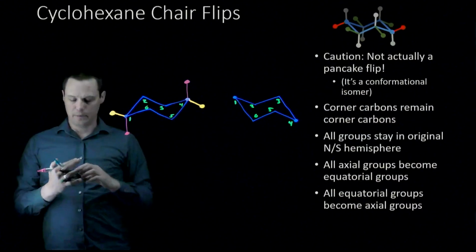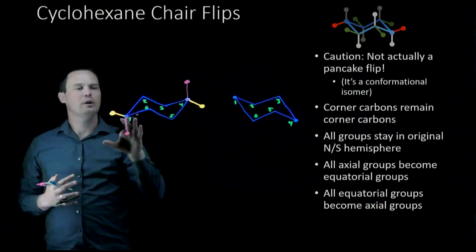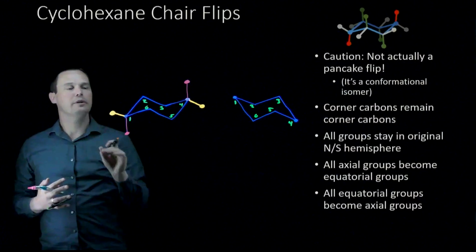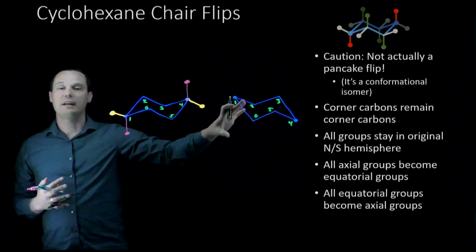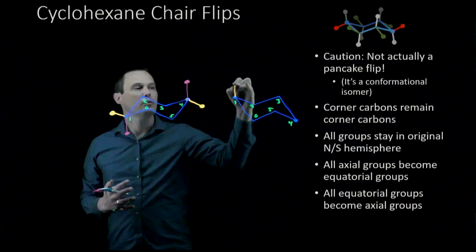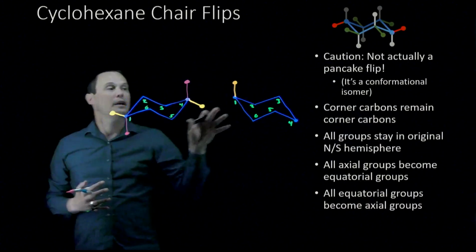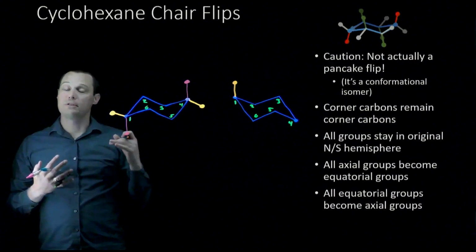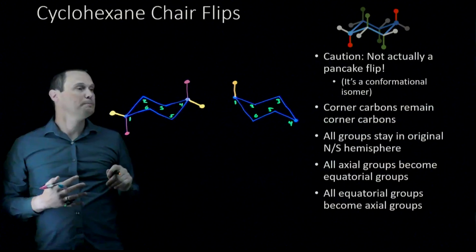When we draw the chair flip then, once we've identified the corner carbons, we look at this orange group. It's in a northern hemisphere equatorial group. It has to stay northern hemisphere, but now it's going to become an axial group. The axial bond on carbon number 1 is axial straight up. Again, if you want to learn about how to put the bonds in the right place, I've got a different video on that down below.